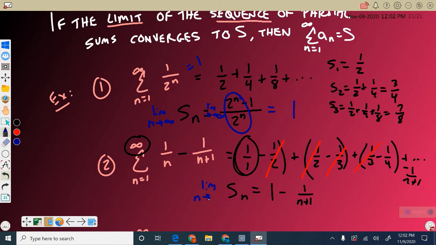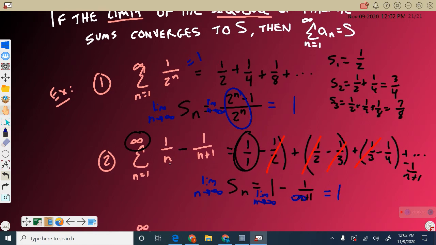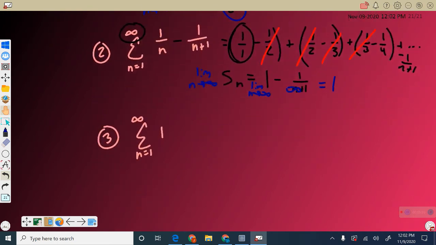Limit as n approaches infinity of both of these. The 1 just stays as it is, and the second part gives you infinity on the bottom, which is 0. So again, we get a partial sum limit of 1. So we've got two examples where, using these partial sums, you can find that the series itself is equal to 1.